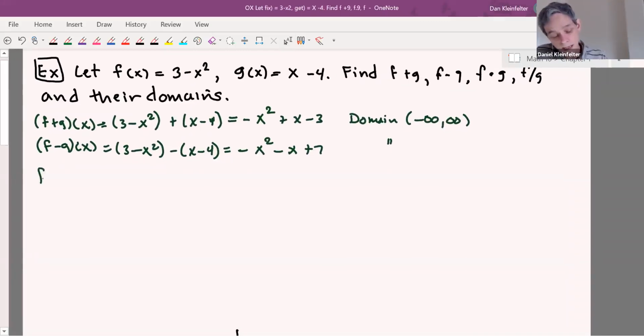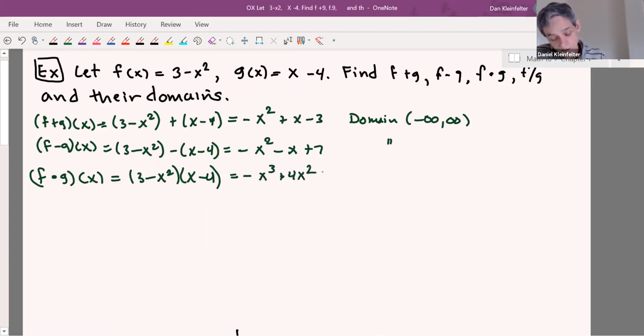For the product, (f times g)(x), we're going to multiply the two together. We'll have 3 minus x squared times x minus 4. We should go ahead and multiply that out as well. So we'll have a degree 3 term, that's minus x cubed. And then we'll have plus 4x squared. And then we'll have an x term of 3x. And then a constant term will be negative 12. And the domain, again, is going to be all real numbers.